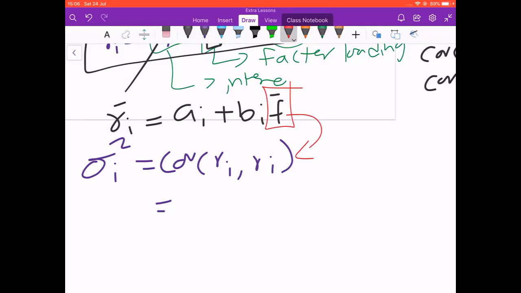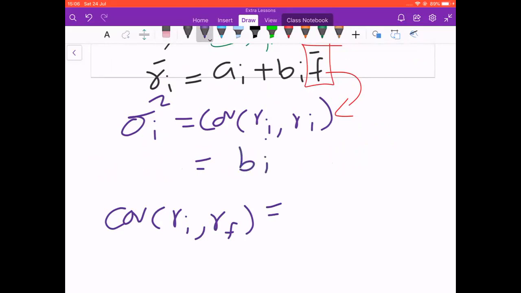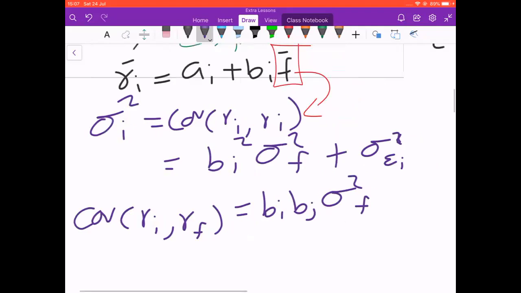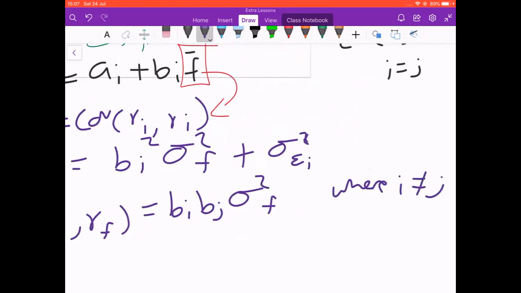Anyway, you can also find the covariance of the return of i and the return of f, using the same method. Here you're going to have the factor loading squared times the variance of f plus the variance of your error, and then here you're going to have b_i and b_j times sigma squared f, where i is not equal to j. If i is equal to j, then you'll have to include the error term.